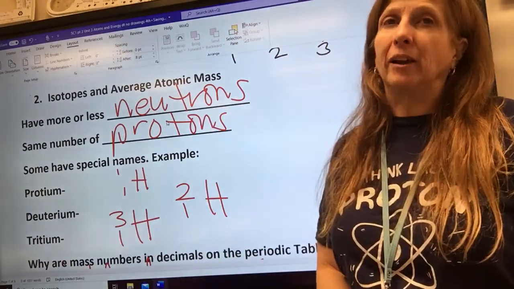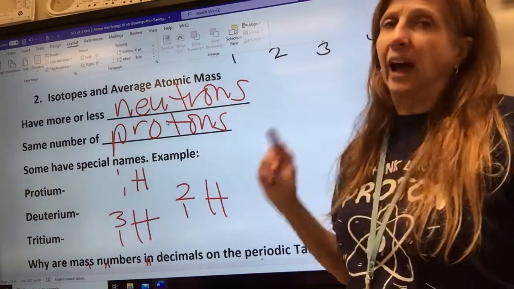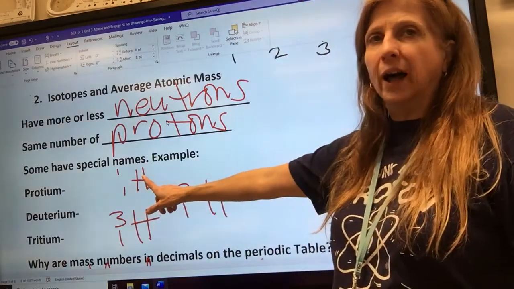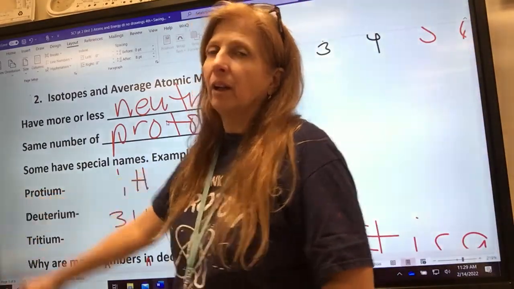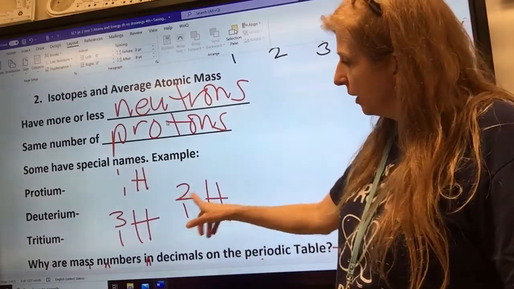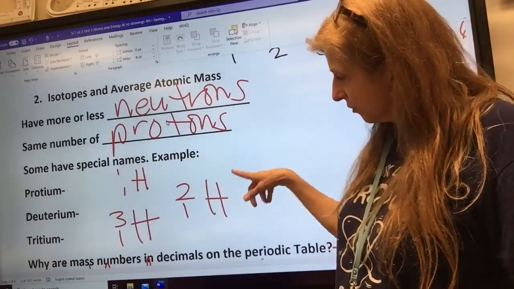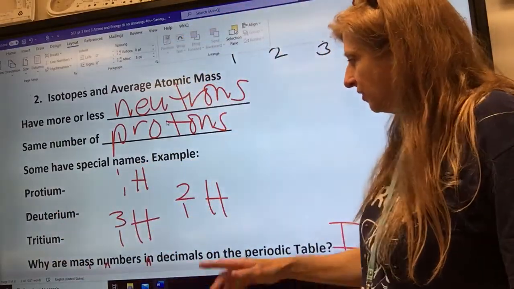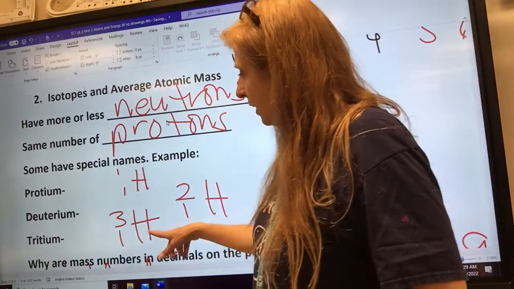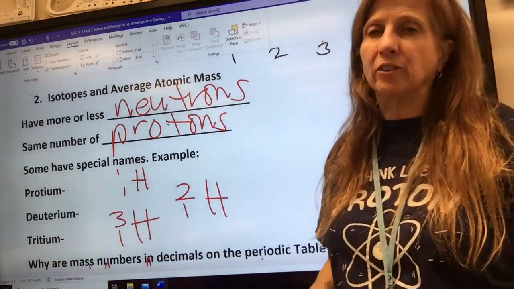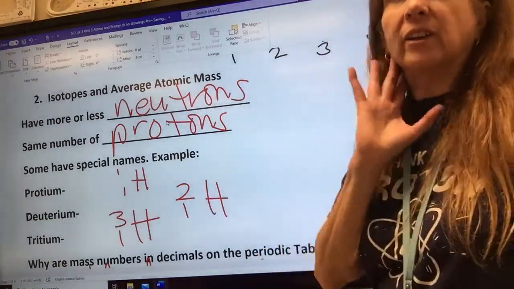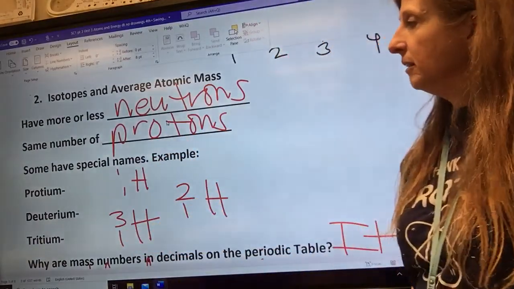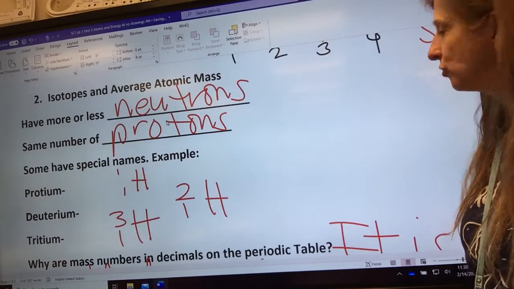Some isotopes have special names. In particular, the isotopes of hydrogen. This is not just called hydrogen 1, it's called protium, because it's just a proton. This one is not called hydrogen 2, it's called deuterium. Deuterium, that's how you say it. And this one is tritium, hydrogen 3. So those just have some special names you need to learn. Are we good with those? Can I scroll again? Not yet? Protium, deuterium, and tritium.